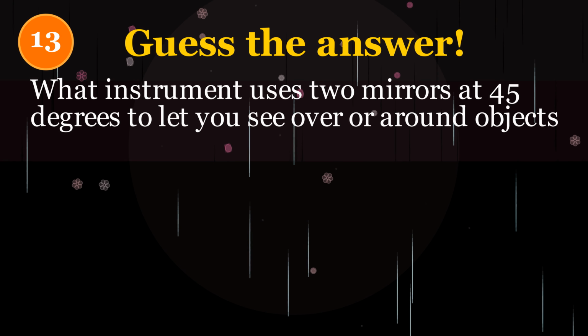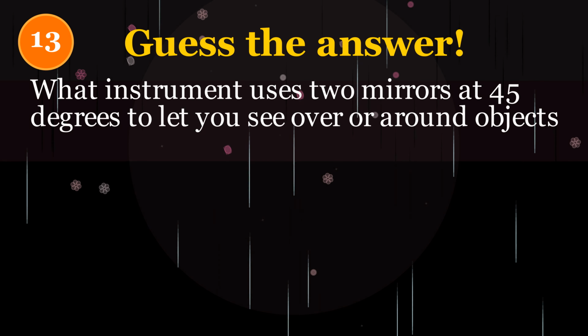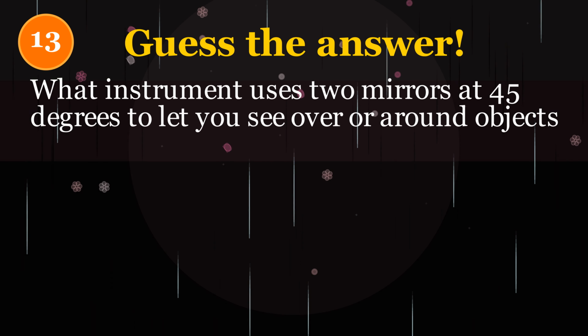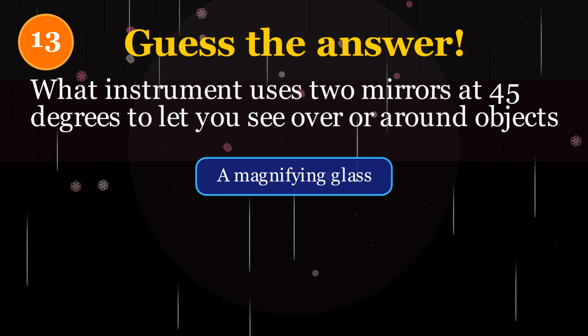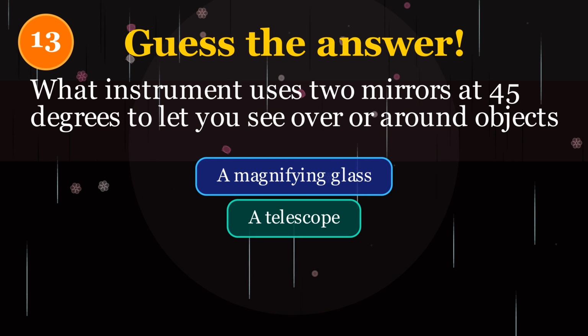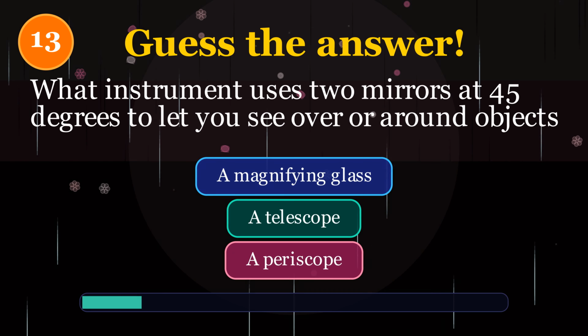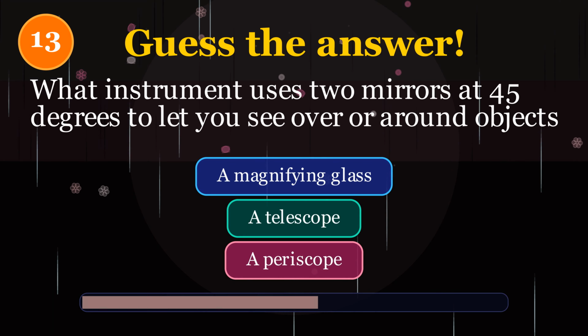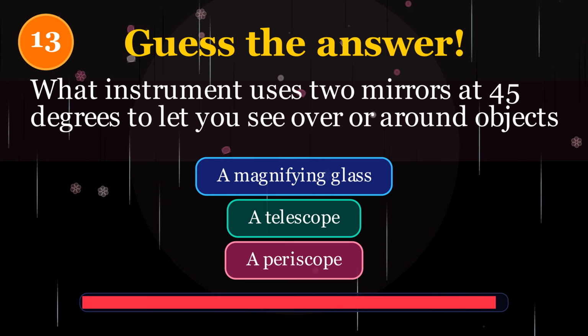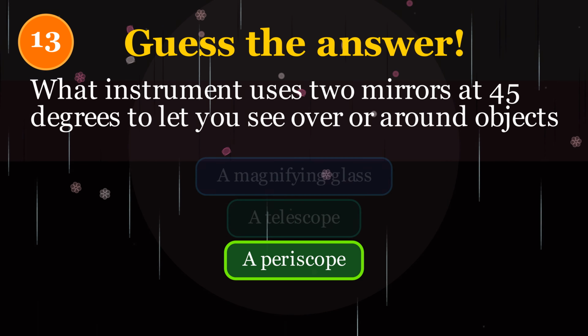What instrument uses two mirrors at 45 degrees to let you see over or around objects? A magnifying glass. A telescope. A periscope. The correct answer is, a periscope.